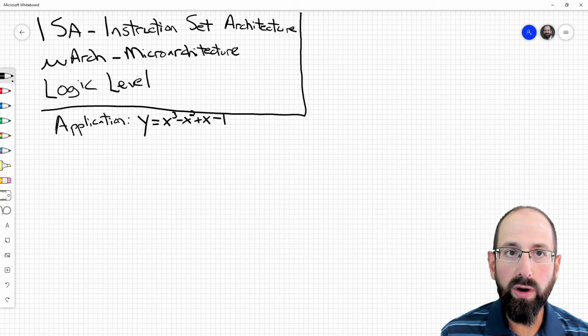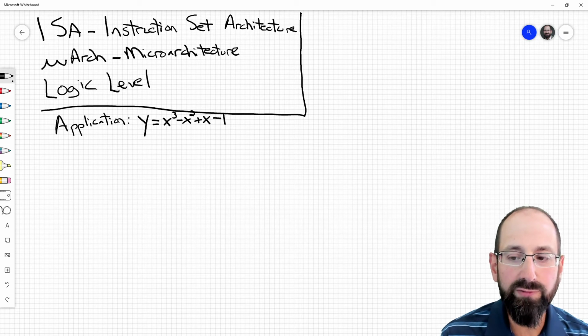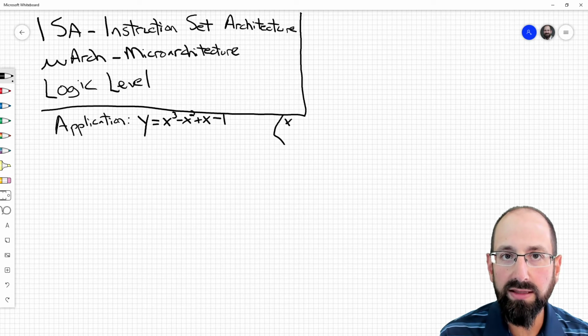Where what is X, what is Y in physical reality, it doesn't really matter, but we could think of X as being some sort of sensor input. It's a temperature sensor. And Y is some sort of maybe display output.